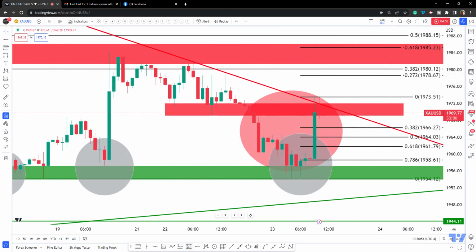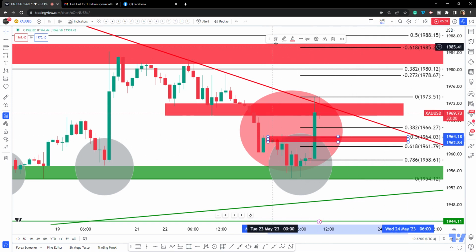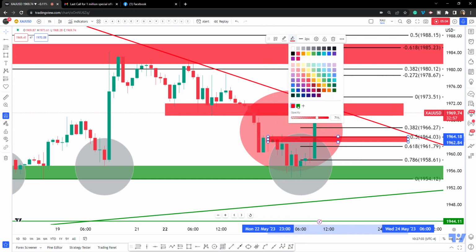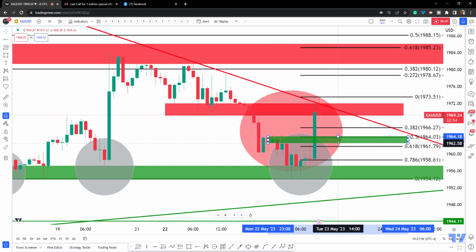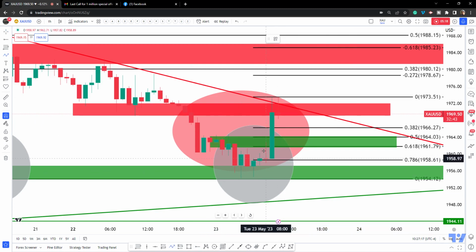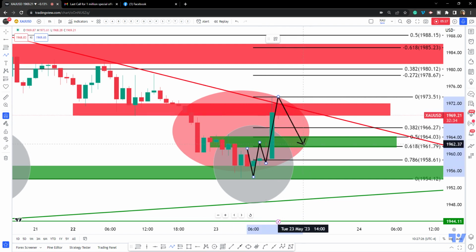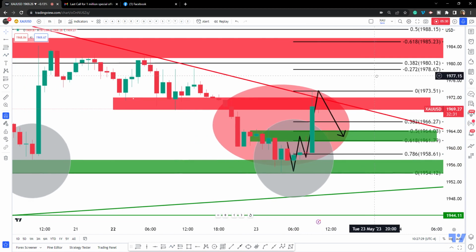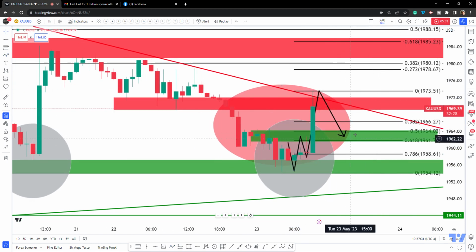The 50% mean reversion area tallies with the old highs over here and here, near enough. Pull it down to 61.8 to be a potential area of support if this were to move in from the resistance area. So this is an area of key support potentially, key resistance.